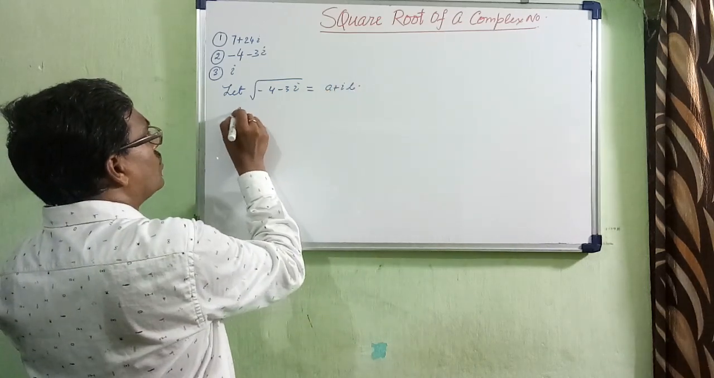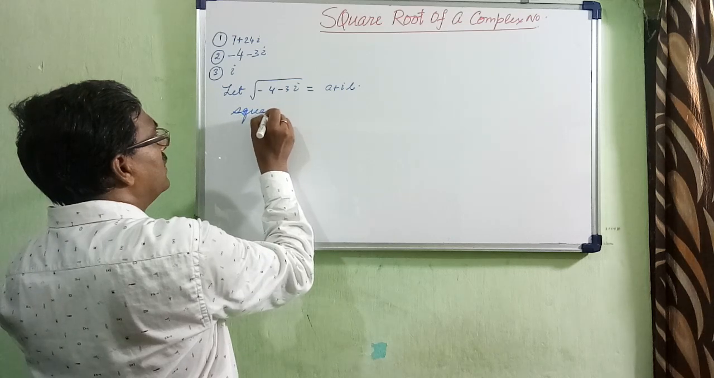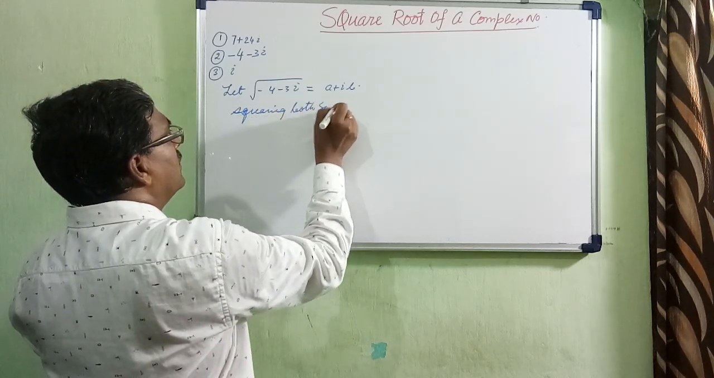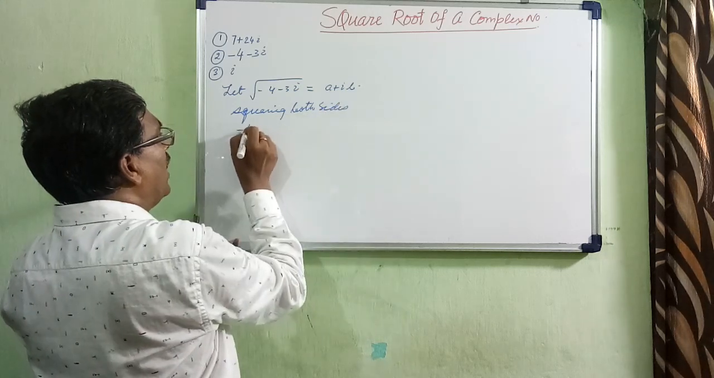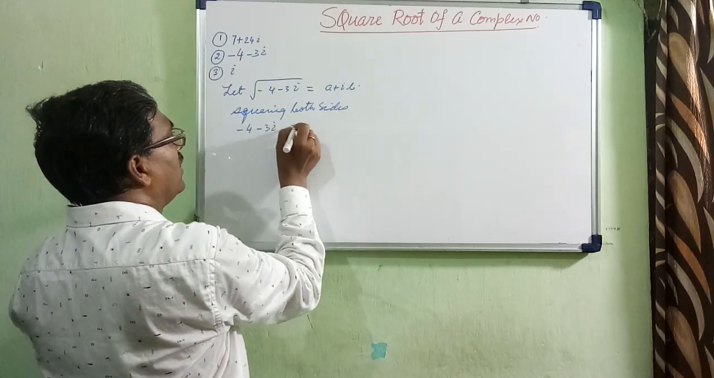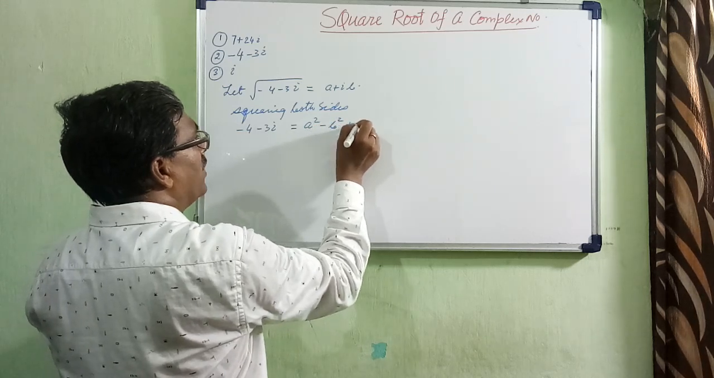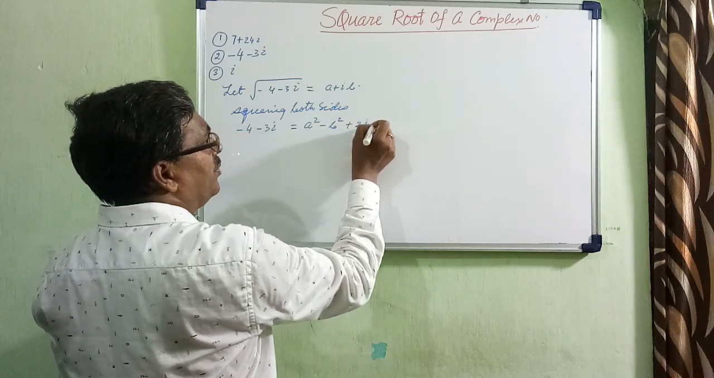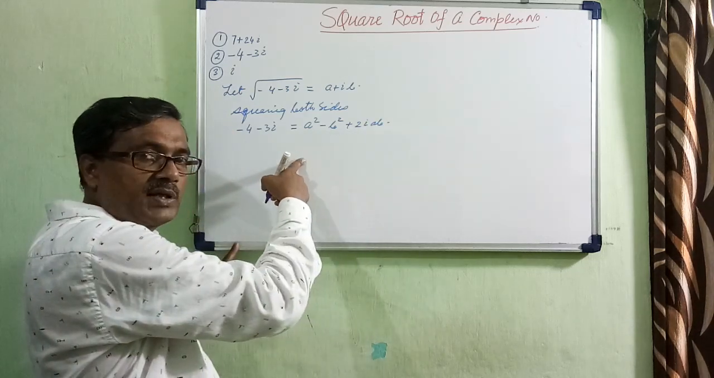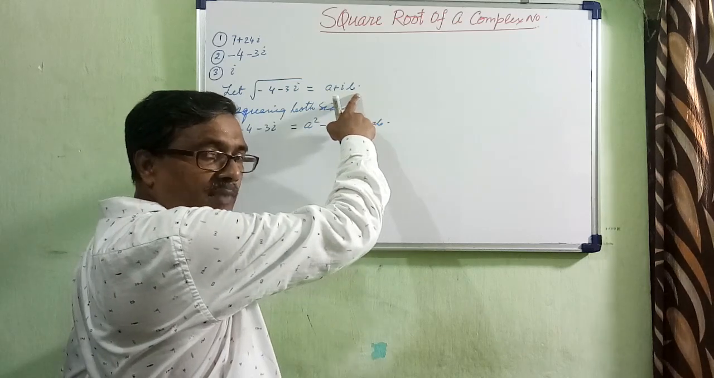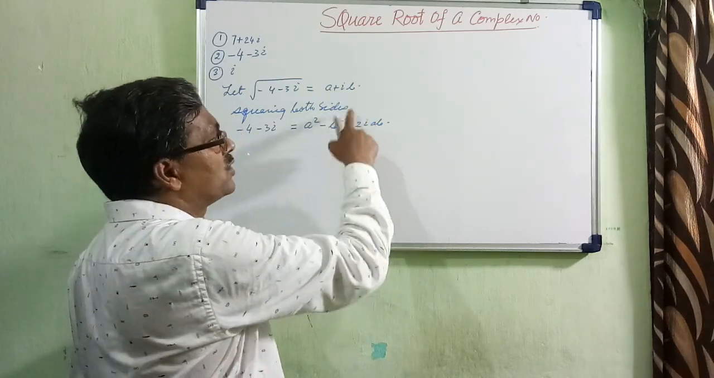Therefore, squaring both sides, what can you have? Minus 4 minus 3i is equal to a square minus b square plus 2iab. I hope you might have understood from the previous example. a square, i square, b square. i square is minus 1, so minus b square plus 2ab.